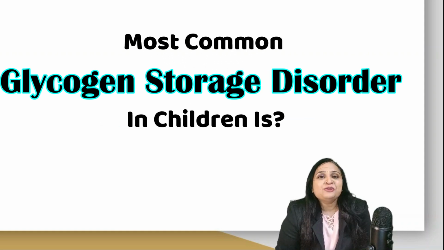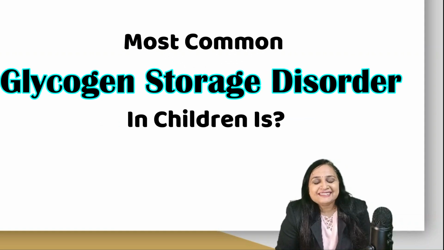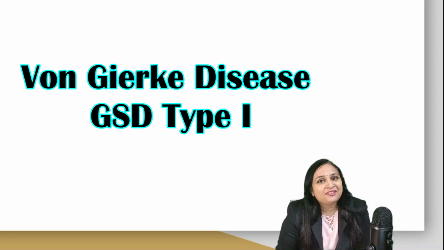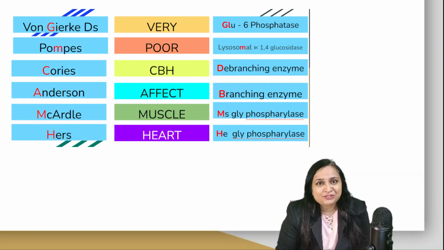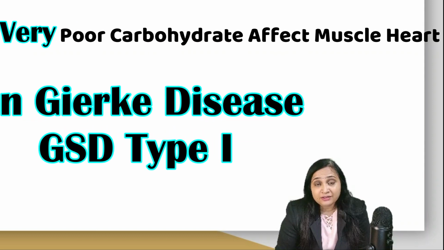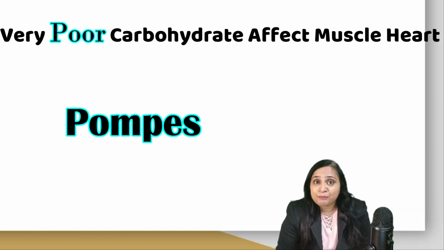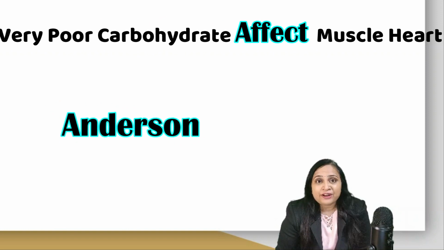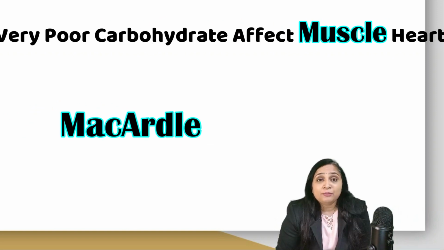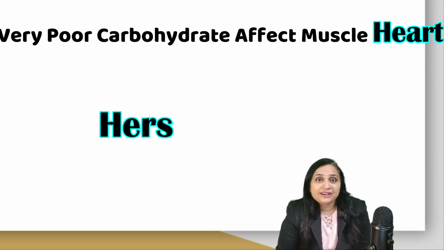Most common glycogen storage disorder in children is type 1, that is von Gierke disease. How to remember GSD in children? There is a very easy mnemonic to remember. It is "very poor carbohydrate affect muscle and heart." V stands for von Gierke, P stands for Pompe, carbohydrate C for Cori's, affect A for Anderson, muscle M for McArdle, heart H for Hers.